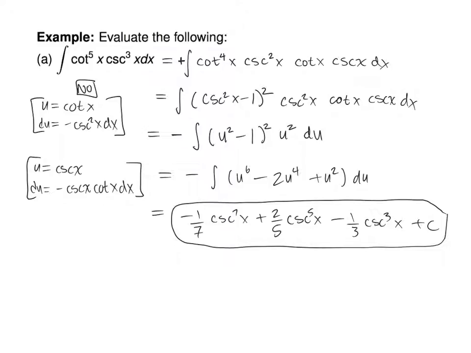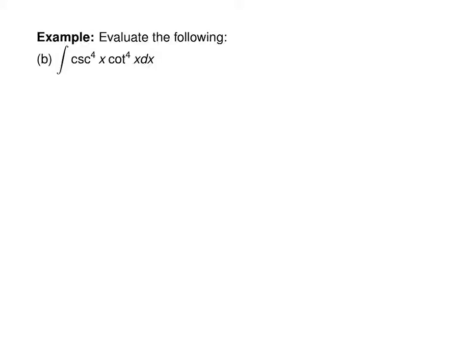Here we let u be cosecant. What do you think is going to happen in B? u is going to be cotangent. So let's talk about how that works. So u will be cotangent of x. What's du? Negative cosecant squared x.